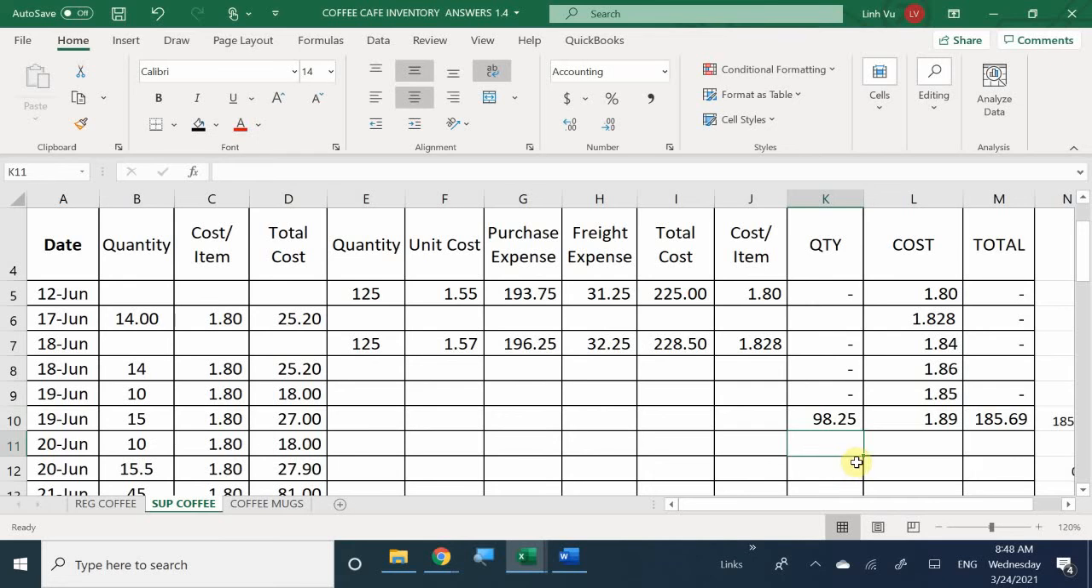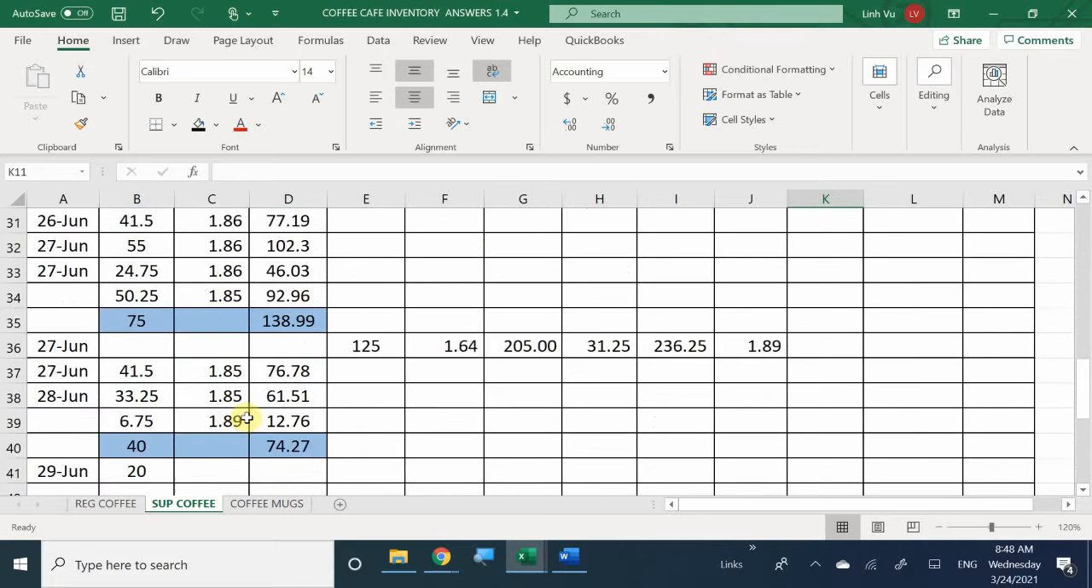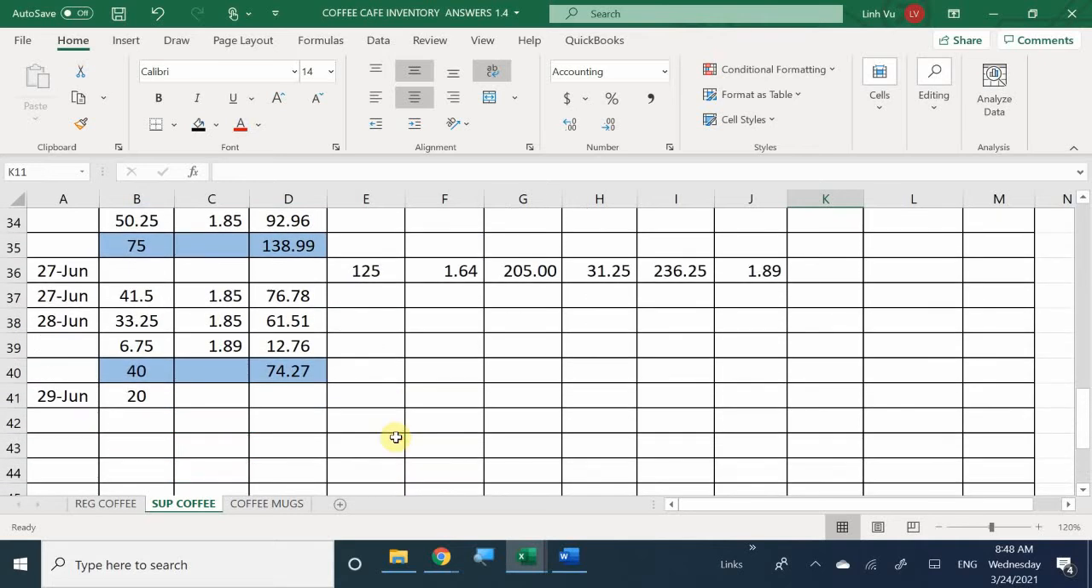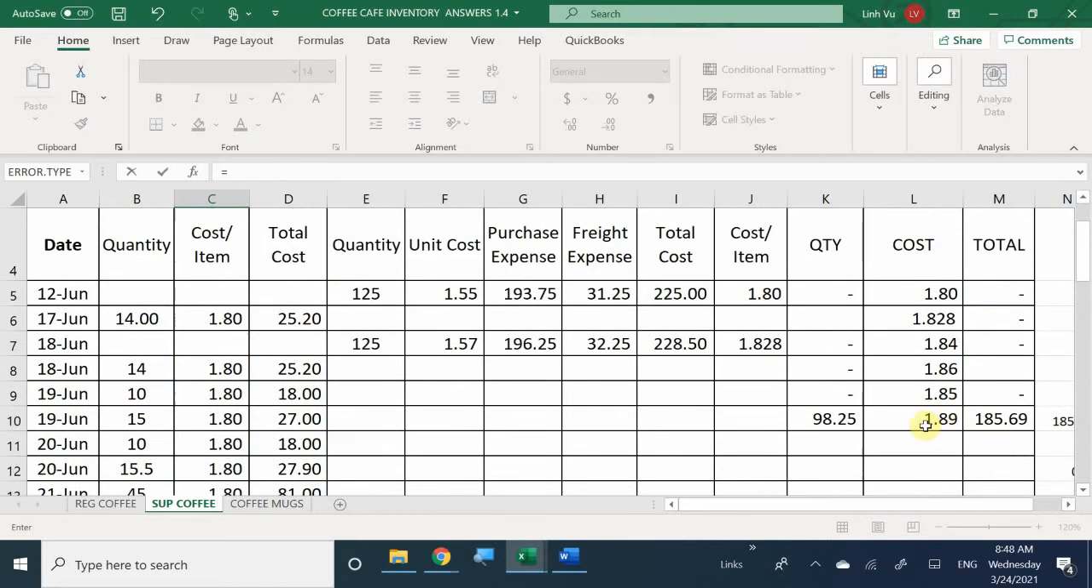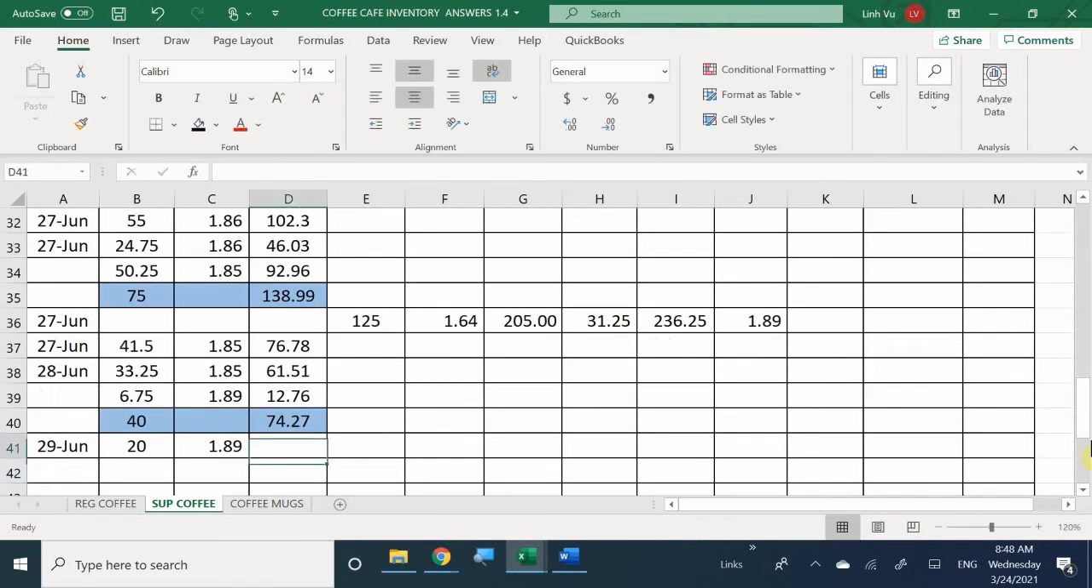Okay, how much is the total cost for that? $185.69. Did everyone get that too? Yes. All right. So now that we have our cost of goods sold, let's plug in our numbers here. Oh, I didn't even calculate it. So 20 times 1.89. How much is going to be my total cost of goods sold for selling these 20 pounds of coffee?